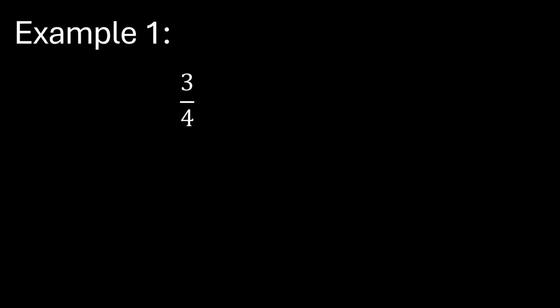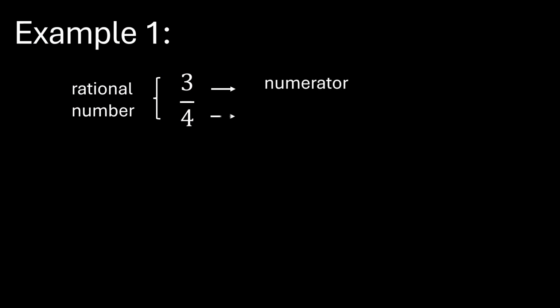Let's look at our first example. Is 3 over 4 a rational number? Yes. Why? Because it is already written as a fraction. Its numerator is 3, its denominator is 4, and the denominator is not 0. Therefore, 3/4 is a rational number.